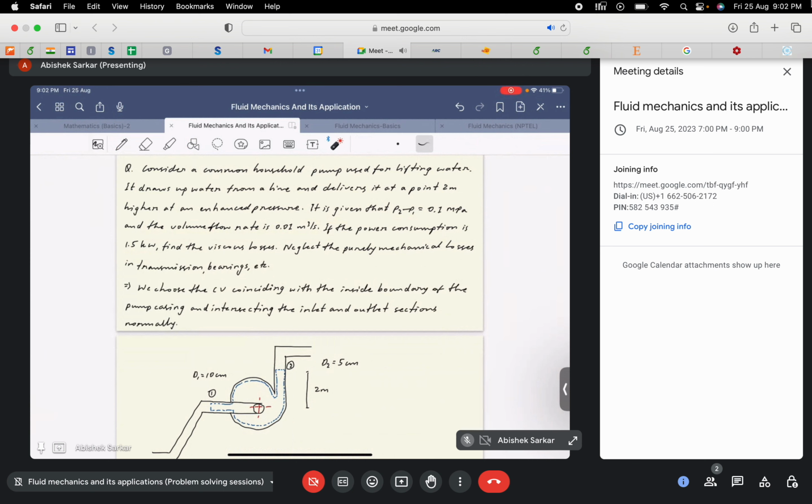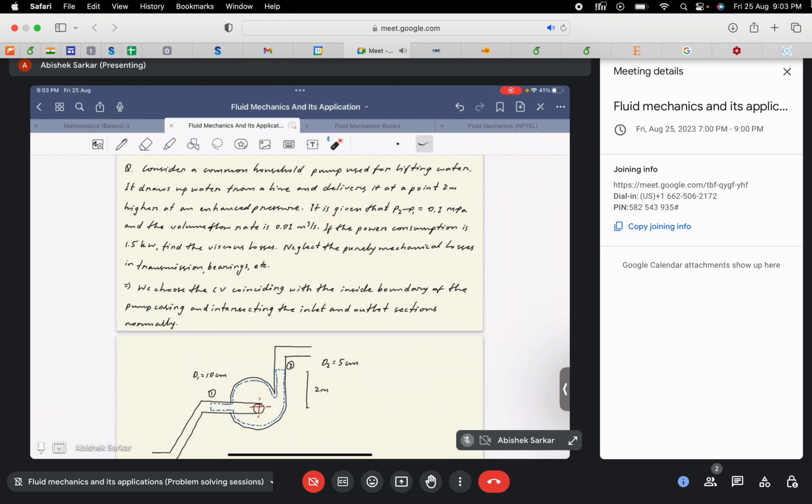Okay, and so if the power consumption is 1.5 kilowatt, we need to find the viscous losses. Again, neglect purely mechanical losses in transmission and bearing. As I told, there can be various losses in the case of fluid flows. We are only discussing some portion of it, so there can also be mechanical losses because of transmission and bearings, because of the very structure of the pump, right?